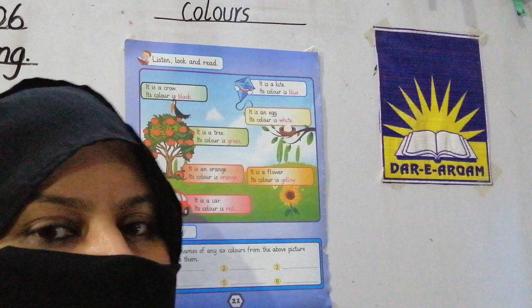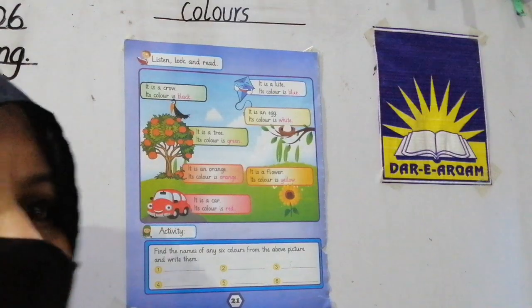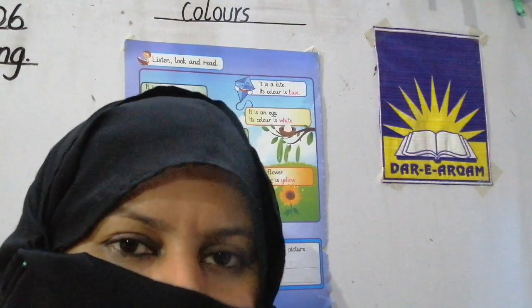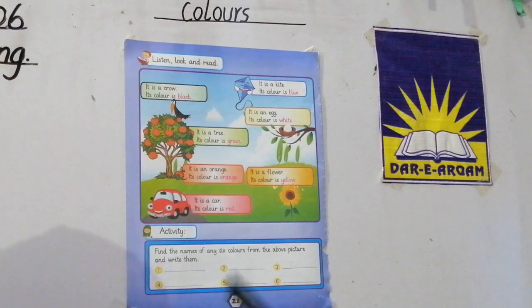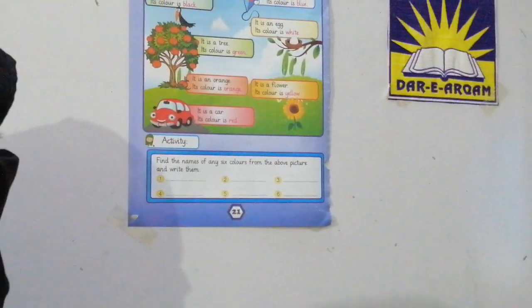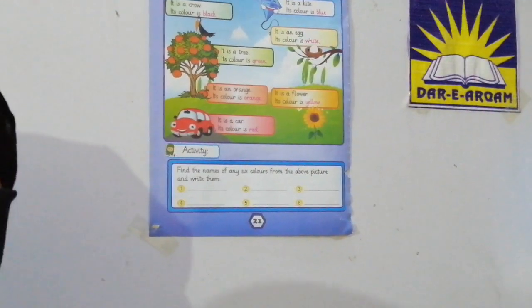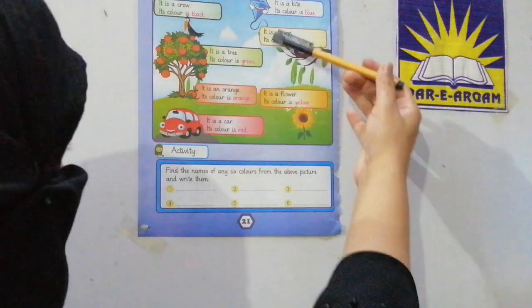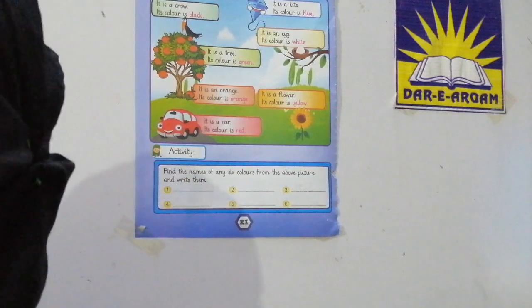Students, here is an activity for you to solve with me. Do you have a pencil? Quickly, take a pencil. 1, 2, 3. Let's start activity. Look at the board. Activity: find the name of any 6 colors from the above picture and write them. Students, let's find any 6 colors from this picture and write here. Are you ready? Good.